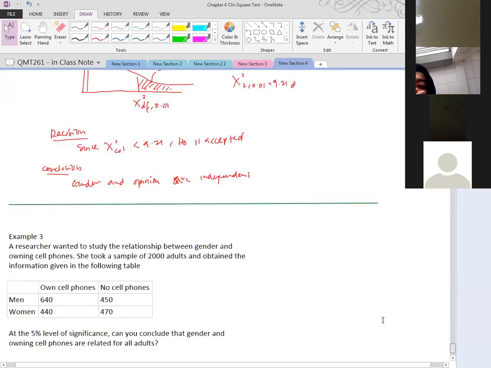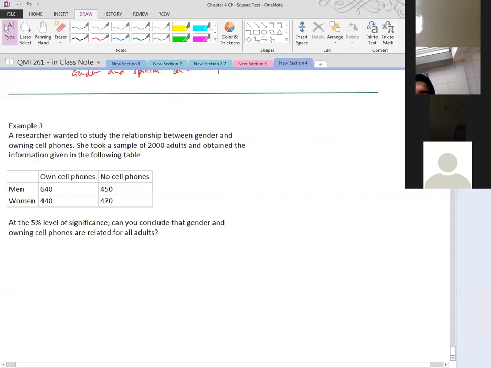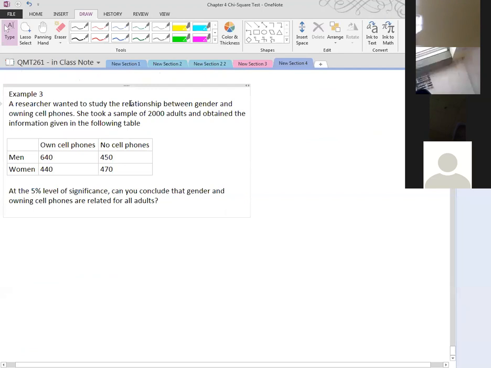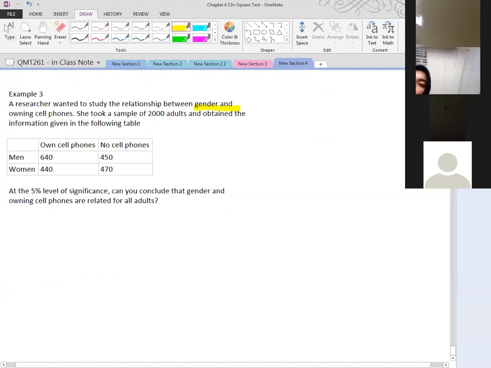So now look at example number 3. We have a 2 by 2 table. A researcher wants to study a relationship between gender and owning a cell phone. So she took 200 adults as a sample and obtained the information as in the table. They have man and woman, and then they have own cell phone and no cell phone. At 5% level of significance, can you conclude the gender and owning cell phone are related in adults? So this is a test of independence.